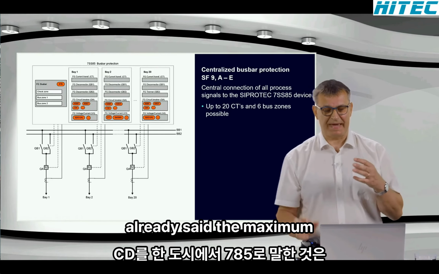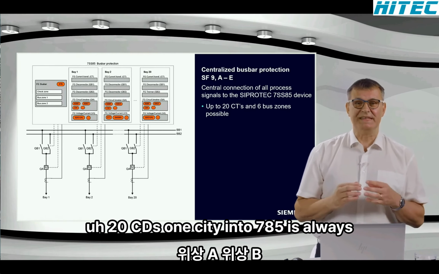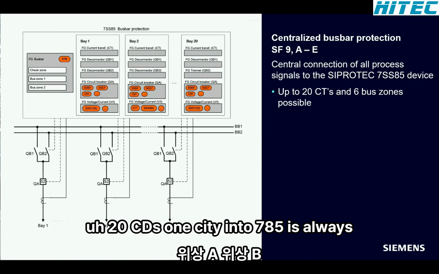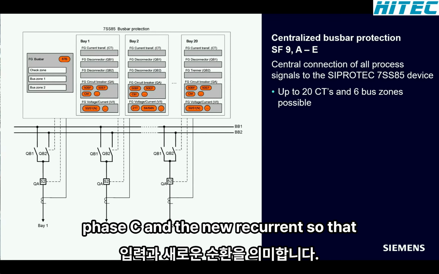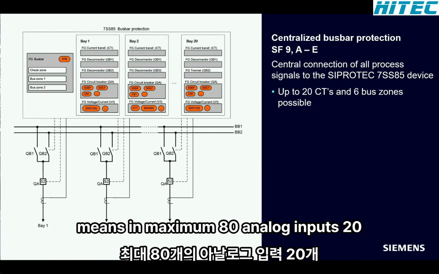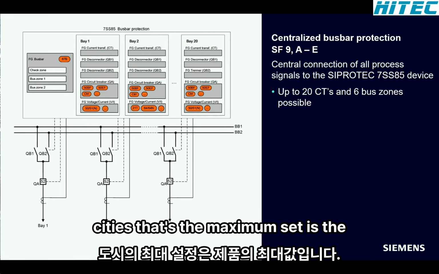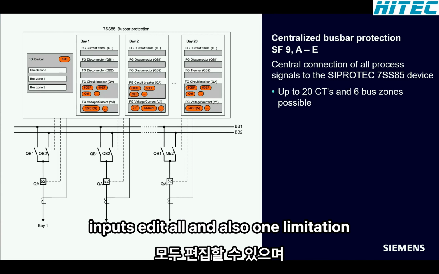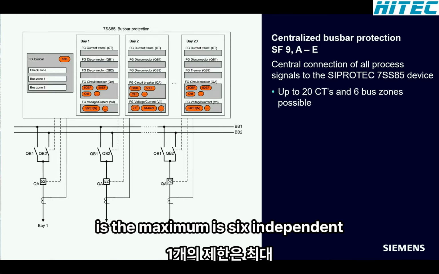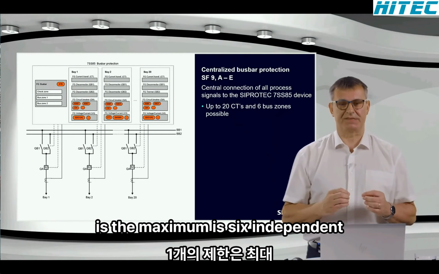As already said, the maximum is 20 CDs. One CD in the 7SS85 is always 4 analog inputs for phase A, phase B, phase C, and the neutral current. So that means in maximum 80 analog inputs, 20 CDs, that's the maximum of the CProtect 5 analog inputs in it all. And also one limitation is the maximum of 6 independent bus zones.